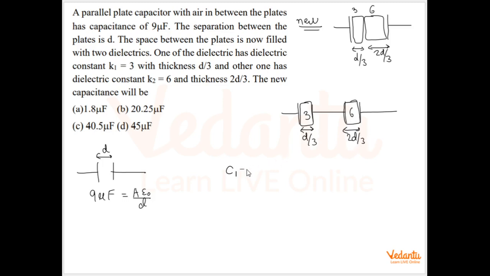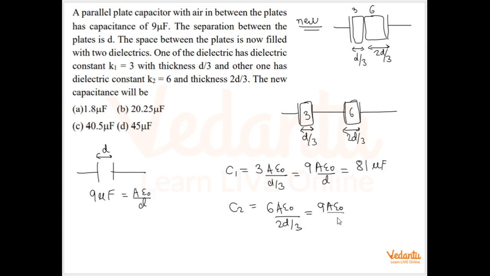Now the capacitance of the first capacitor will be equal to 3A epsilon naught upon d by 3. That will be 9A epsilon naught by d. That will be 81 microfarads, because A epsilon naught by d is 9 microfarads. And C2 will be 6A epsilon naught upon 2d by 3. That will once again be 9A epsilon naught by d, which is again 81 microfarads.